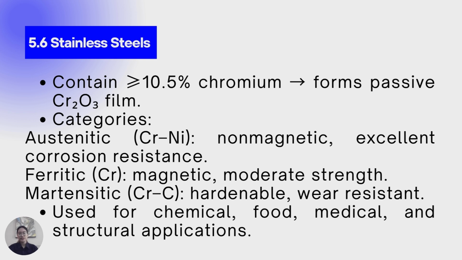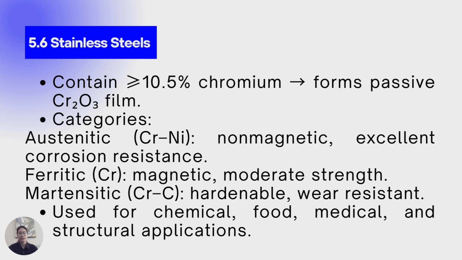Stainless steels are defined by at least 10.5% chromium, which forms a thin protective oxide film that prevents rust and corrosion. They're divided into three main groups. First is austenitic stainless steel. They are non-magnetic and highly corrosion resistant. They're used in food, chemical, and medical equipment.